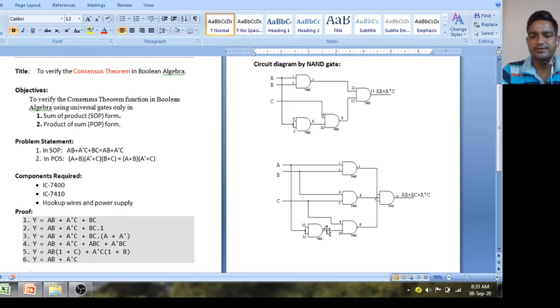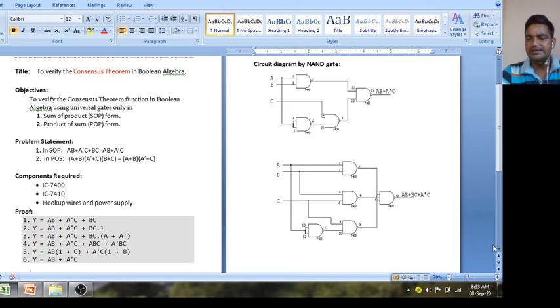Similarly, for this again you can use pin numbers 1, 2, 3 for this, 4, 5, 6 for this, 13, 12, 11 for this, 8, 9, 10 for this. 4 NAND gates. Now 3 in one, you require one 3 input NAND gate, 7410. So for this you can use this IC. Okay, you will get the output.